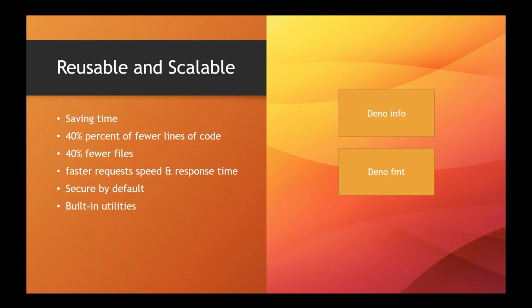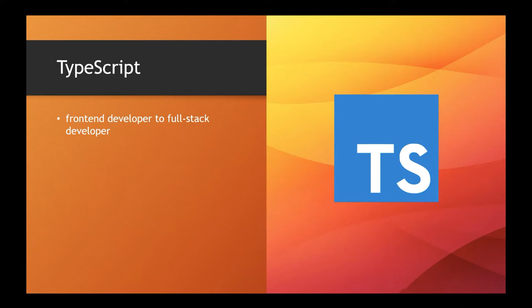About 40% fewer lines of code, 40% fewer files, and also much faster request speeds and faster response time. And it's secure by default: no file, network, or environment access unless you enable it. It has many built-in utilities like the dependency inspector, deno info, and also the code formatter, deno fmt. And the greatest feature is that Deno uses TypeScript out of the box.